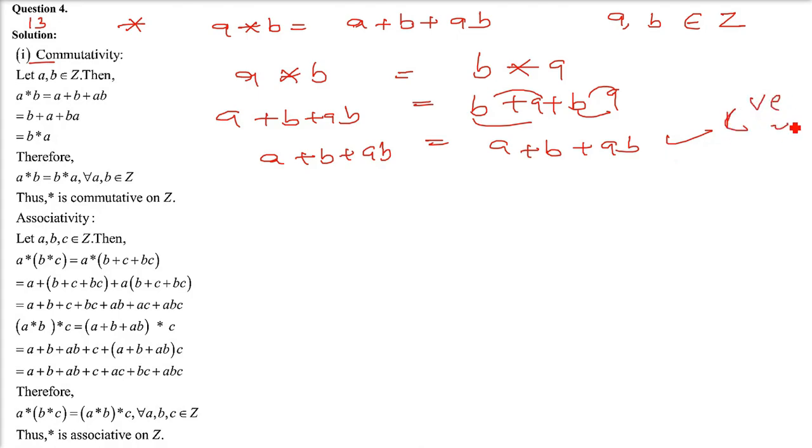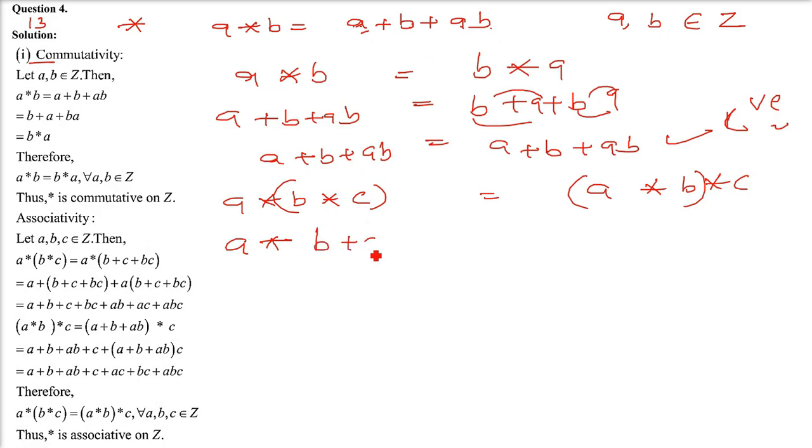Associative. Now in associative you see this: A star B star C equals A star B star C. Here we'll take B and C first, and here we'll take A and B first. So one by one. A star (B star C) is what? We'll just replace A and B by B and C. So you have B plus C plus BC. Here also A star B is already given, A plus B plus AB, and then you have star C.